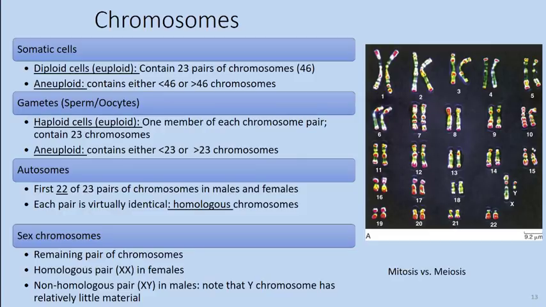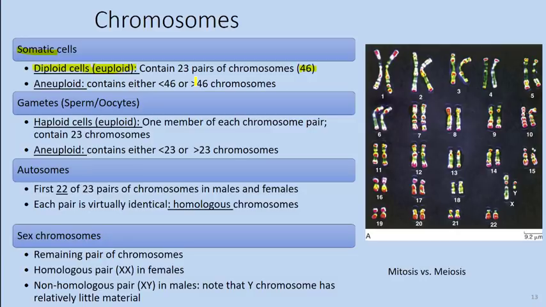A few reminders of important terms about chromosomes. Human cells can be categorized as somatic cells and gametes. Somatic cells include all cells except your gametes. The gametes, remember, are your sperm and egg cells. Each somatic cell has 46 chromosomes, or 23 pairs, and we call these diploid cells. They have the term euploid, which refers to them being in their normal state with their normal number.